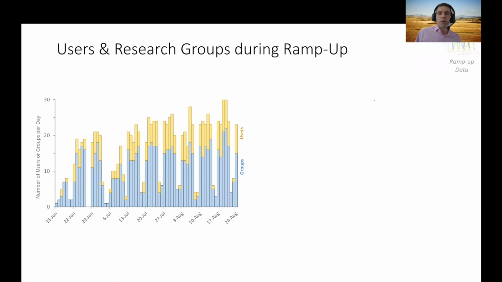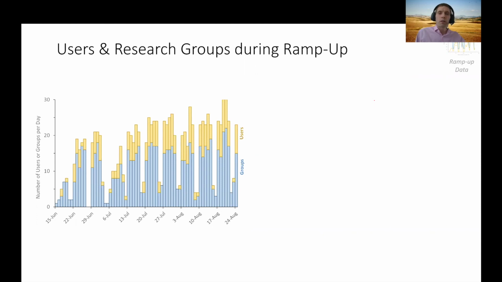Groups are obviously fewer than users. Users is the total number, right? So currently, for instance yesterday or the day before, we had about 25 users in the lab that day, and they came from 15 different research groups. That's how to read this graph.